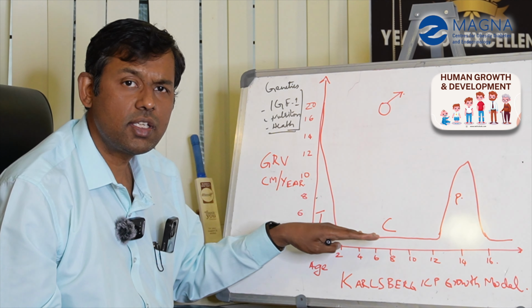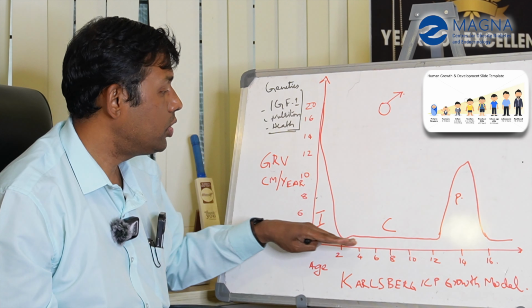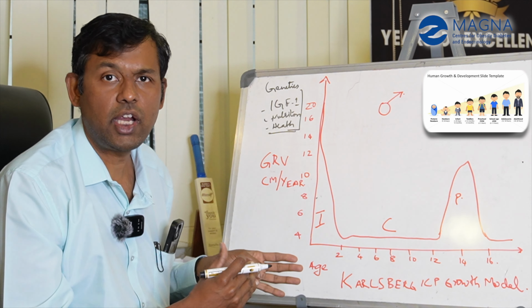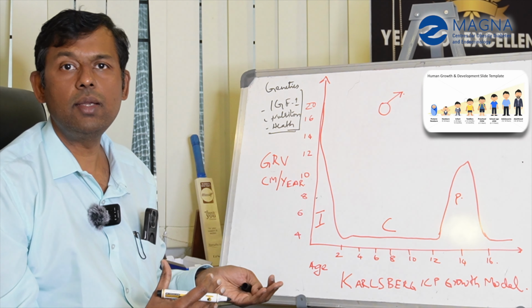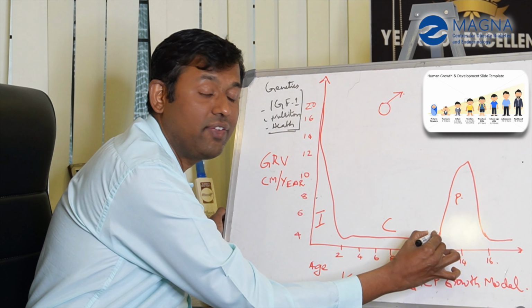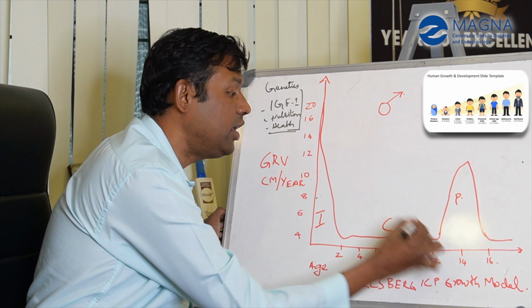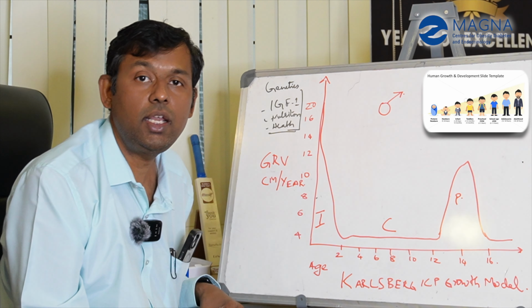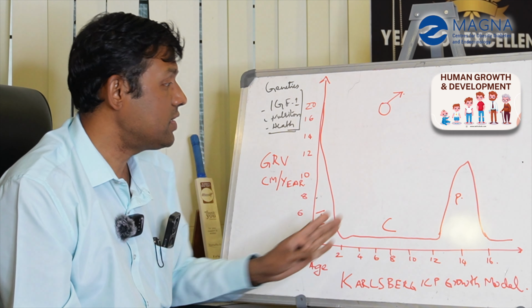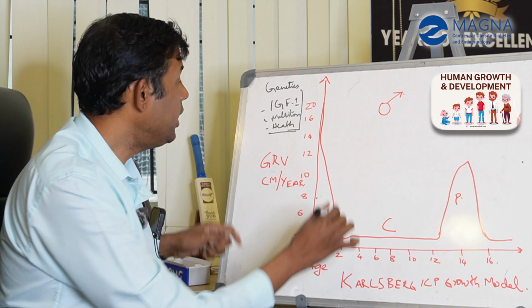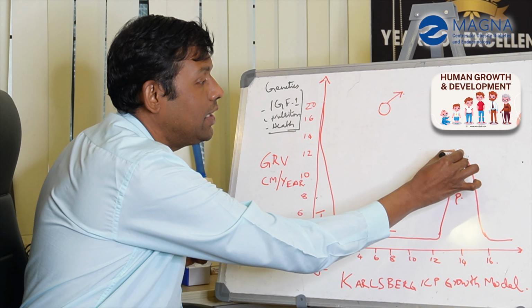Then the child grows at the same rate through the childhood. This is called the childhood phase of growth, wherein every year the child gains only 4 to 5 centimeters of height. You can see that the growth velocity is the same, about 4 to 5 centimeters for a long duration, between 2 and 12 years. This is especially so for a boy who enters puberty at the age of 12. Once the boy enters puberty, there is a growth spike again. It goes to a maximum of 10 to 12 centimeters per year.